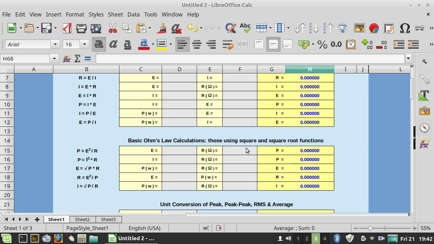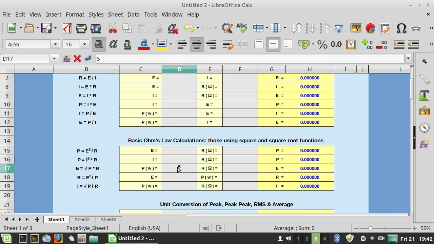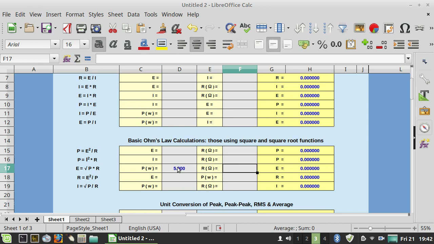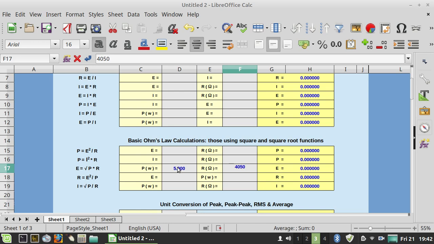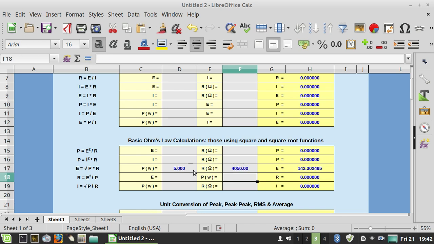So, E equals the square root of PR. Okay. What if I'm running 5 watts? And what's the voltage on the antenna terminal of the unun? My unun, 4,050 ohms, using 5 watts, 142 volts. But that's in RMS.